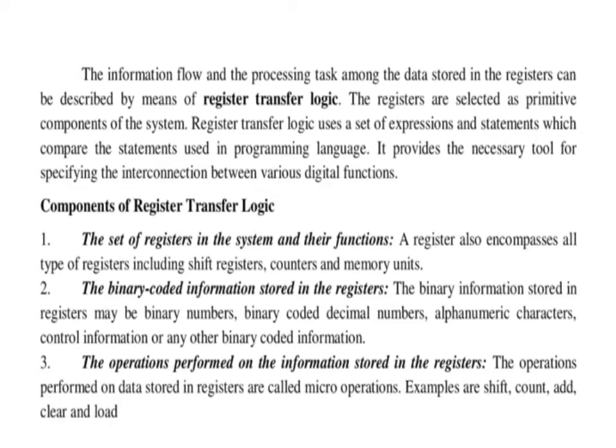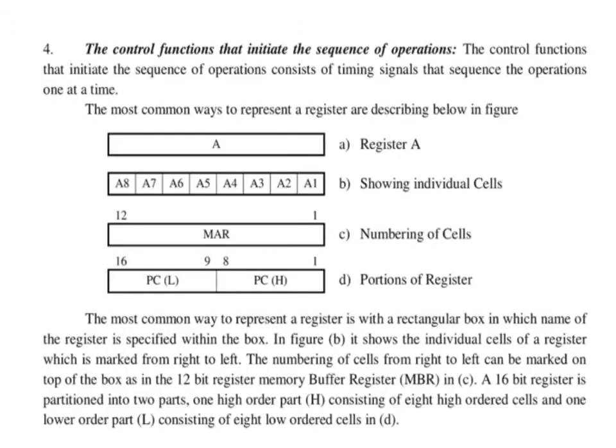The main components of register transfer logic are the set of registers, binary coded information and the operations performed on the information stored in registers. That is, a register transfer unit consists of registers, counters, memory units, binary numbers, etc., and the control functions that initiate the sequence of operations.